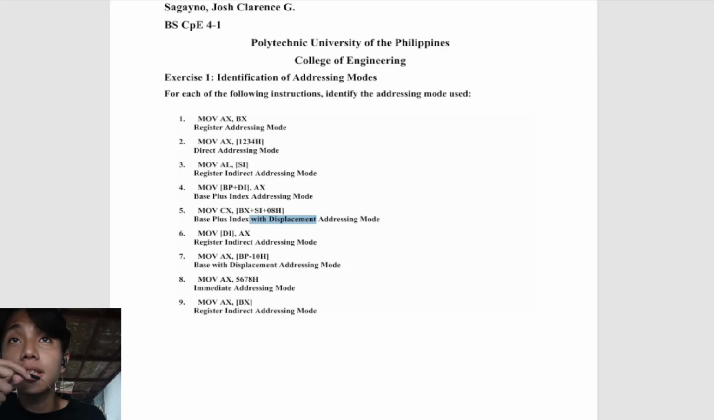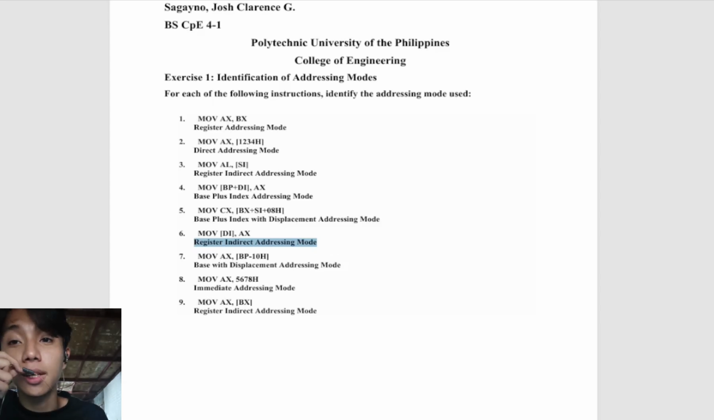So number 6 is register indirect addressing mode. DI contains a memory address, so the AX value is stored into the memory location that DI points to. Again, the actual address is not written directly. It's stored inside the register. It's like number 3, register indirect addressing mode.